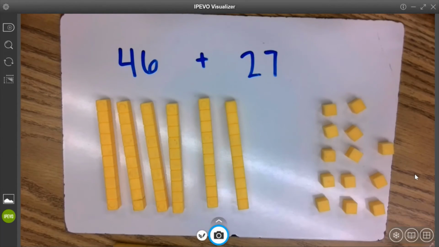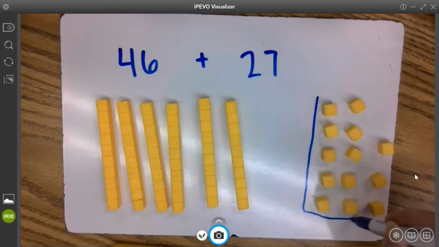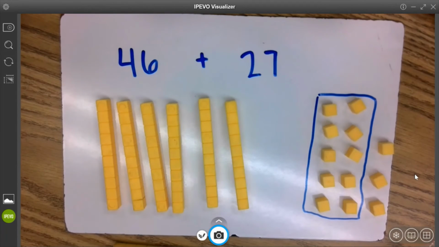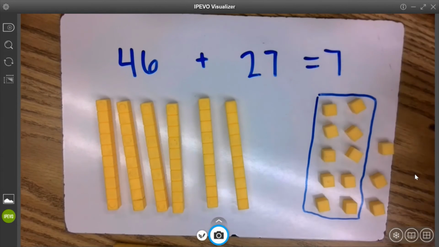What do you see with my ones? Can I make a 10? Yes. Okay, so that's the second thing we're looking for. Can I make a 10? So how many 10s do I have now? 1, 2, 3, 4, 5, 6, 7 10s. 1, 2, 3 more.